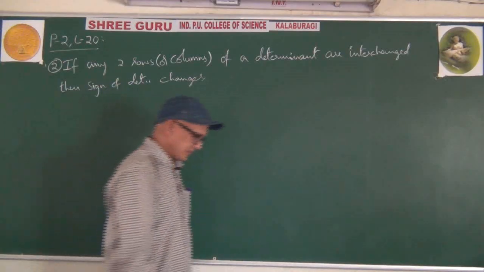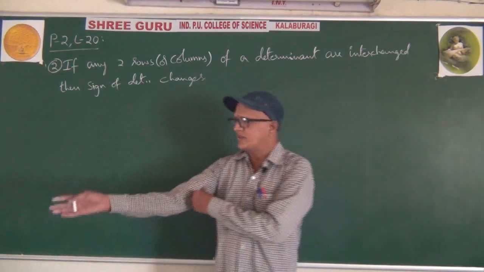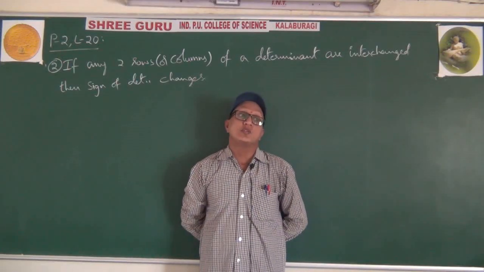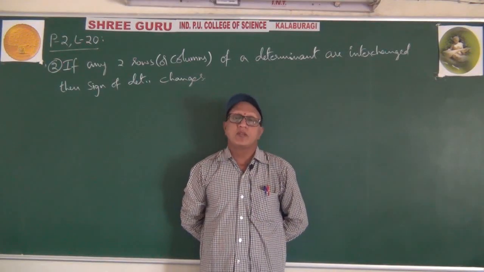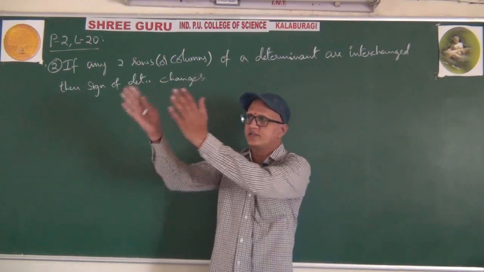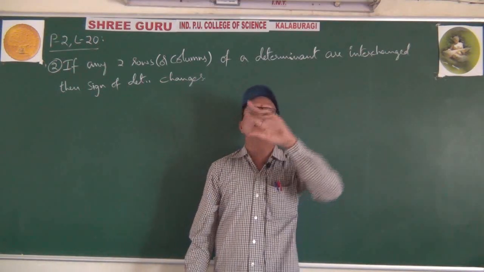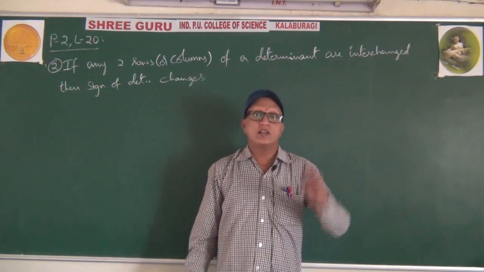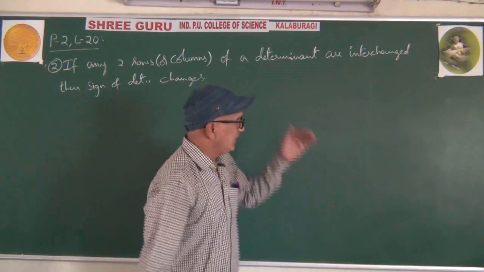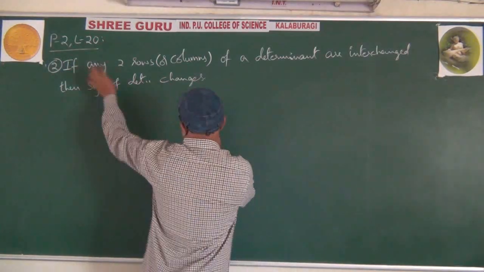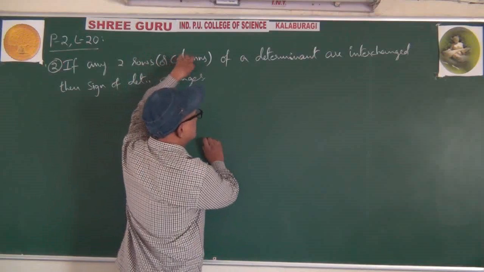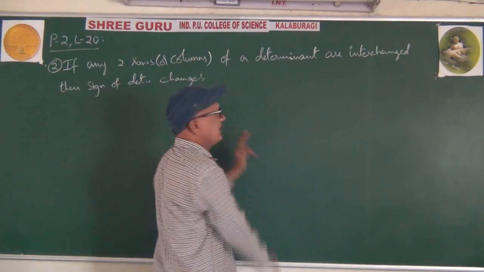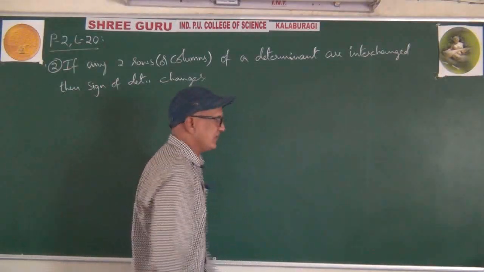Sir, why change? Once we start the exercise, you can understand why we are going to interchange two rows, otherwise two columns. The RHS will be something, and we want some particular thing. So at that time we have to interchange some two rows. If we interchange two rows, we get the answer. In such situations, we have to interchange. So if you interchange, what will happen? If any two rows, otherwise two columns of a determinant are interchanged, then the sign of the determinant changes.